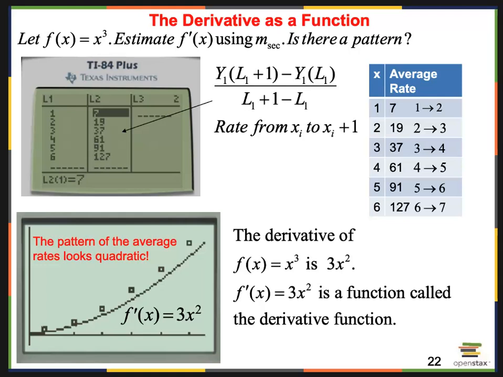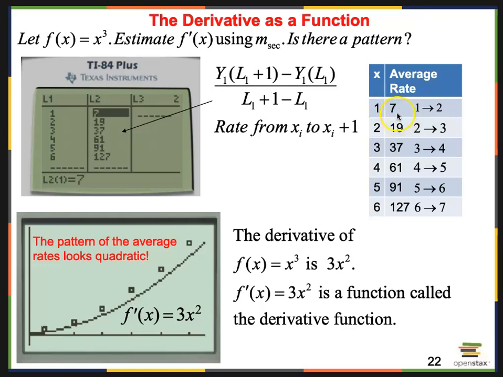So let's look at a function here. Here we have f of x equals x cubed. We're going to estimate it. We're going to use the calculators here, and we're going to find the average rate of change, or the slope of the secant line. So that's our m secant here. We're going to use that, and we're going to see if there's a pattern. So we're going to put our function in. So here's our L1, L2, L3, L4, L5, L6, and here are the values we get. And so we're going to plug them in here, and that's going to give us our slope, or our average rate of change.